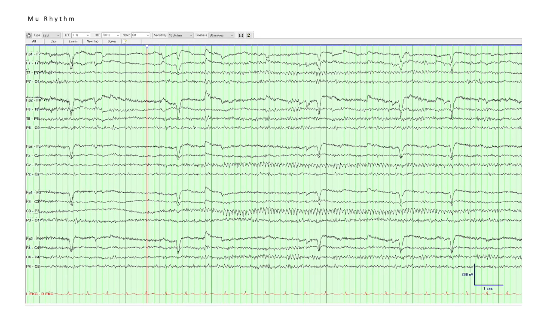Here's an example of the mu rhythm. You see this kind of archiform, maximal in the parietal region waveform here. And see how it's really unilateral? You see it very well on the left in the parietal region, but not so well on the right at all. This is characteristic of a mu rhythm.